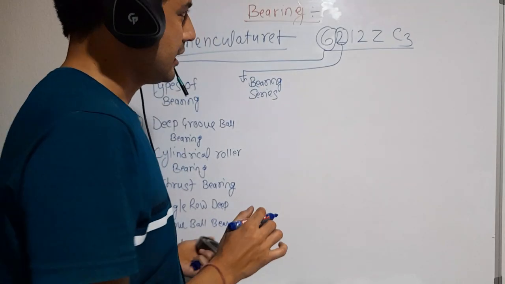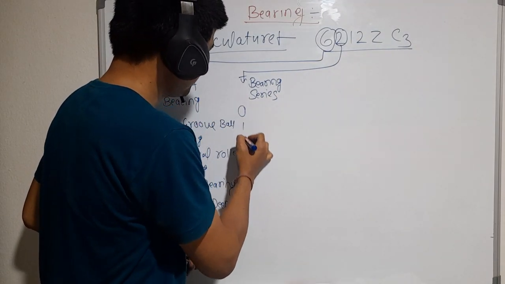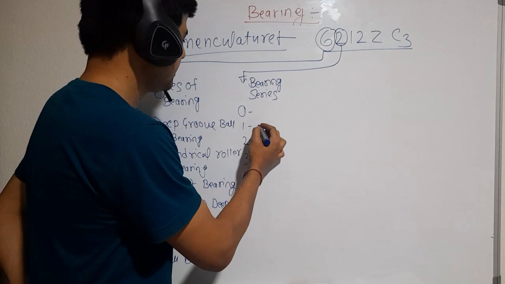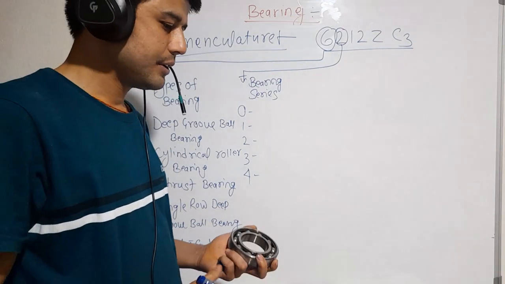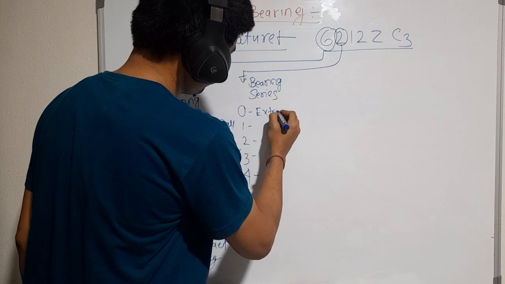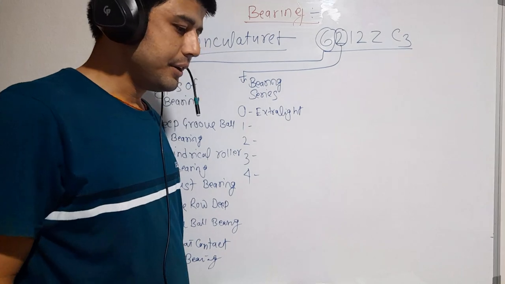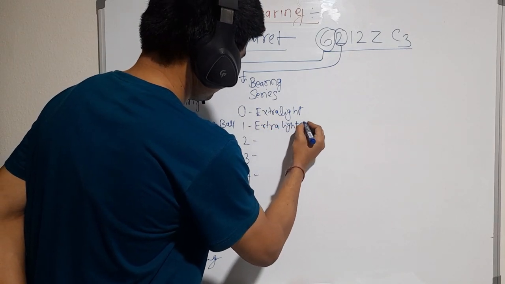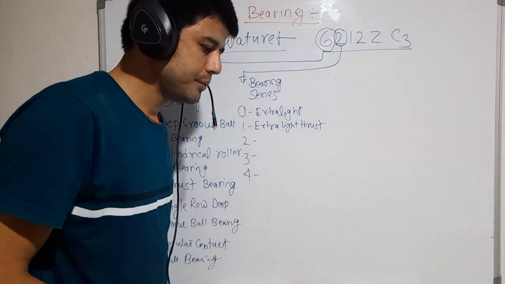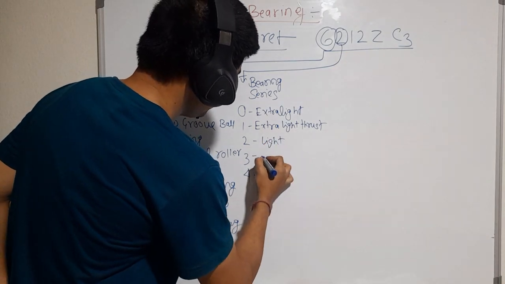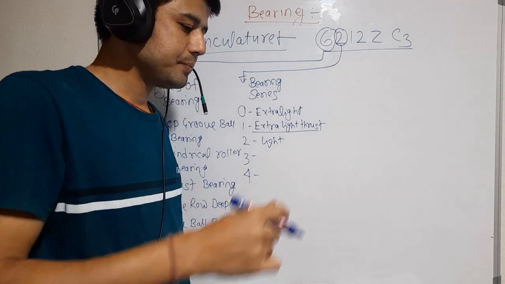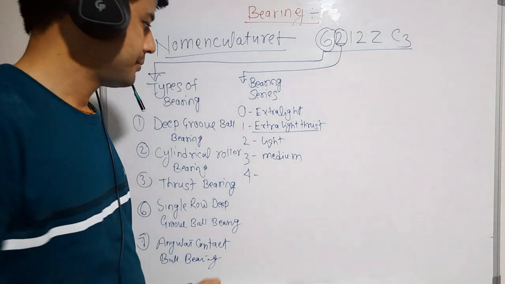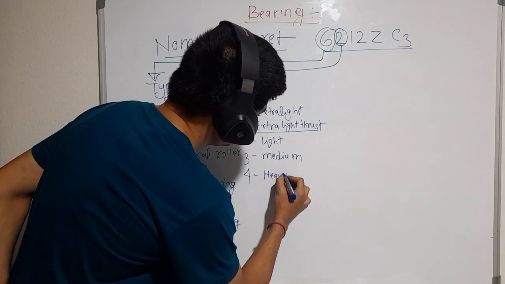Now which type of series? If there is 0, 1, 2, 3, 4 and 5, suppose. If 0, it means extra light. If 1, extra light thrust. If 2, then light. If 3, that is medium. If 4, that is heavy. It is always used for heavy machinery and rotating shafts.